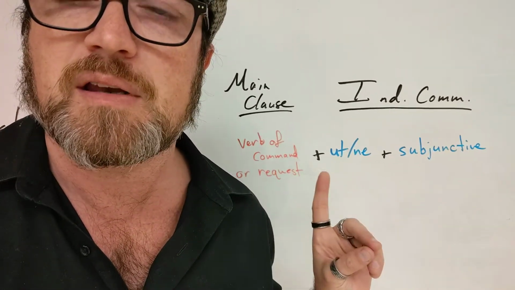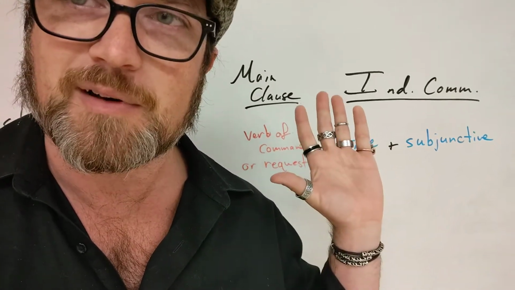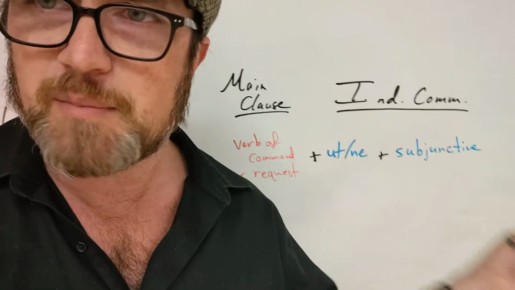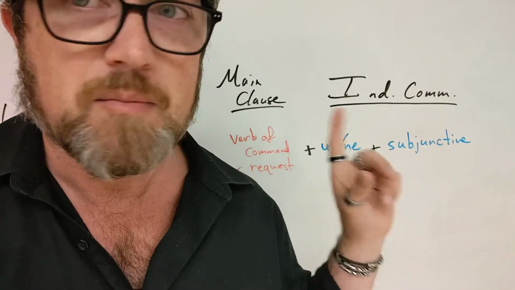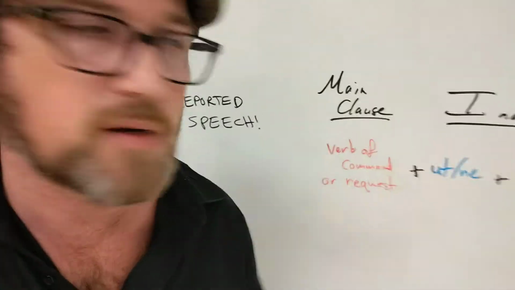And when you use it in an indirect command, you're actually going to translate your indirect command almost like it's an infinitive, because in English it is, but in Latin it's not. It's ut plus a subjunctive, or ne plus a subjunctive. Let me show you an example.